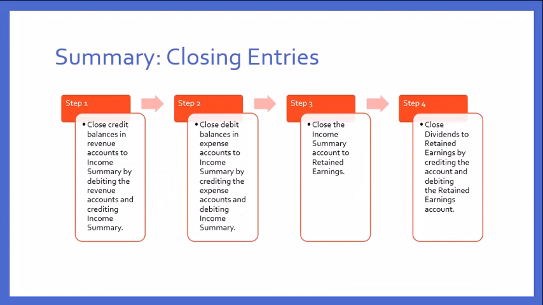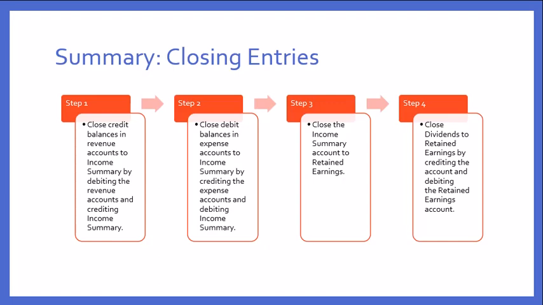So, let's look at the steps that we're going to follow. Step one, we are going to close revenue. Remember that revenue carries a credit balance. So we are going to close revenue by debiting the revenue accounts and crediting the income summary account. That effectively closes revenue, moving it into the income summary. We're going to use the same process in step two for the expense accounts. They carry debit balances, so we're going to close those out by crediting each expense account, and then we're going to debit the income summary account for that total.